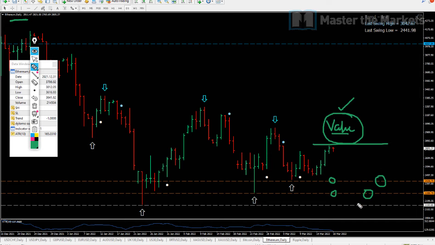Now, this is the monthly level. Once it takes that out, it still won't change the trend on the monthly. You can still look to buy. I would say that would be my third position to scale in, and that's it.